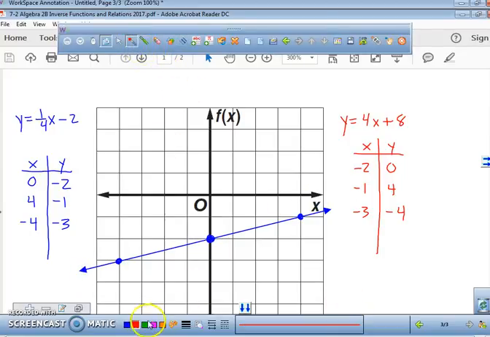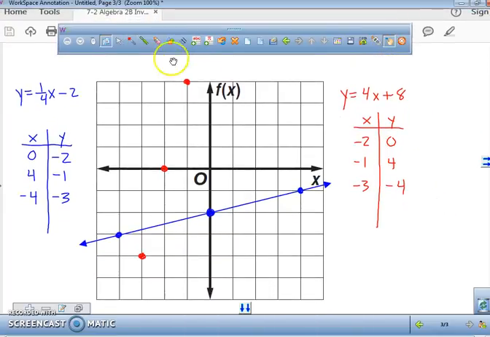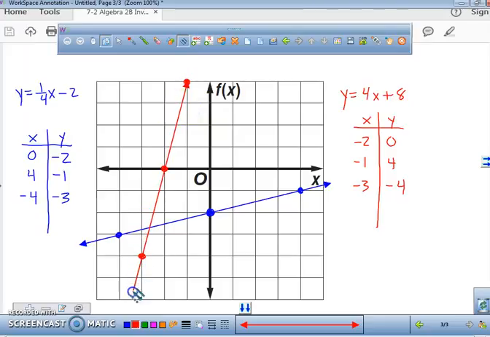Now let's plot my other points in red. One of them was at a -2, 0. Then I had a -1 and a +4, and then I had a -3 and a -4 right there. So I'm going to make a line going through that.